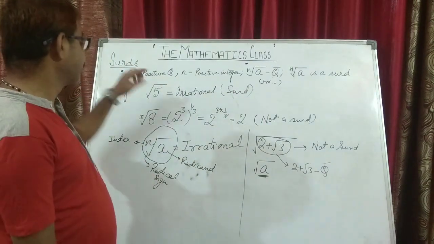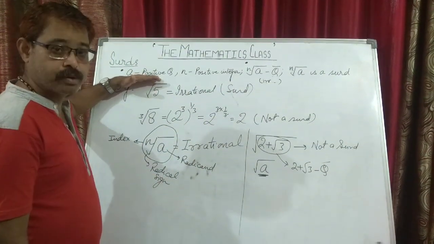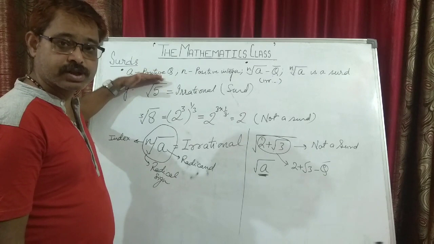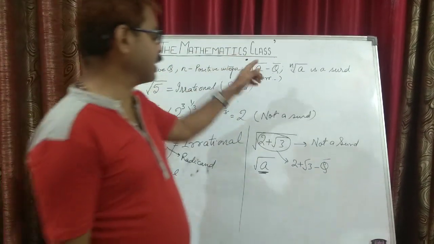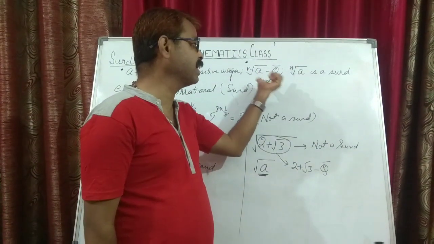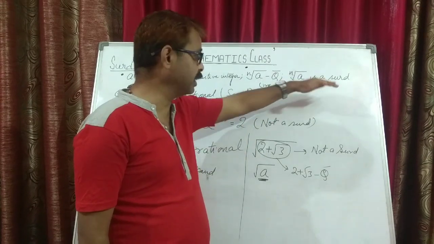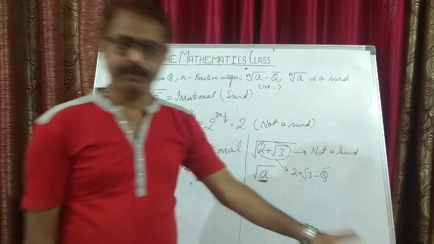So to justify a given expression as a surd, it should fulfill both the conditions. It is mandatory that first A should be a positive rational number, and second that the nth root of A should be an irrational number, then only it will be a surd.